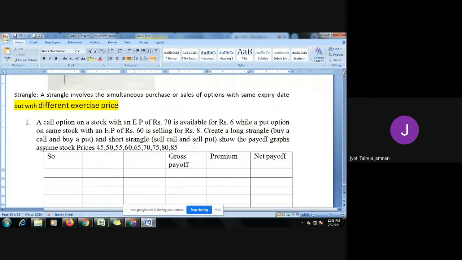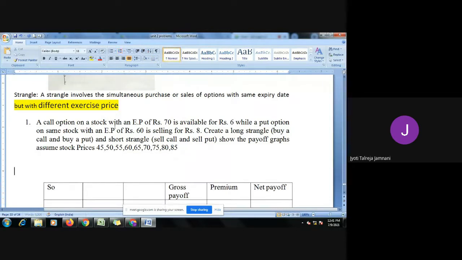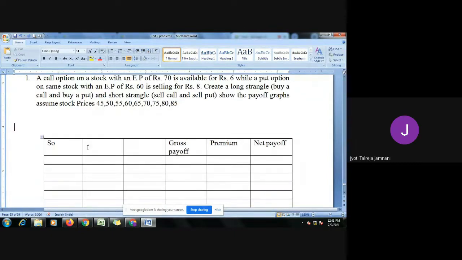A call option on a stock with an exercise price of 70 is available for rupees 6, while a put option on the same stock with the exercise price of rupees 60 is selling for rupees 8. Create a long strangle, that is, buy a call and buy a put, and they also ask for a short one. So let's do a long one first.